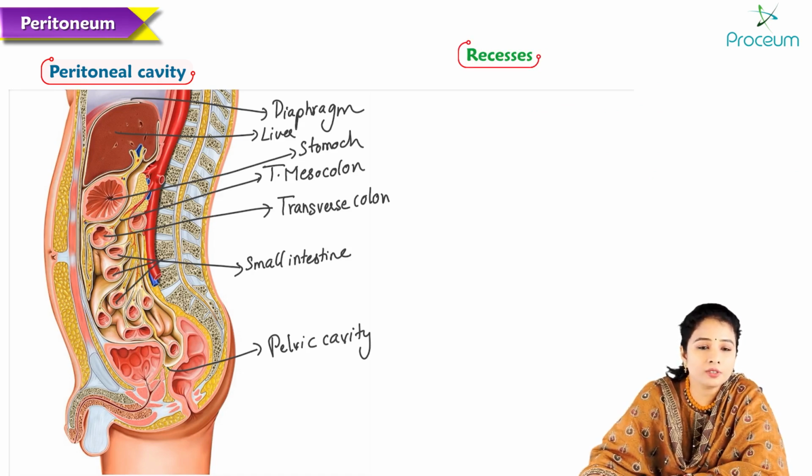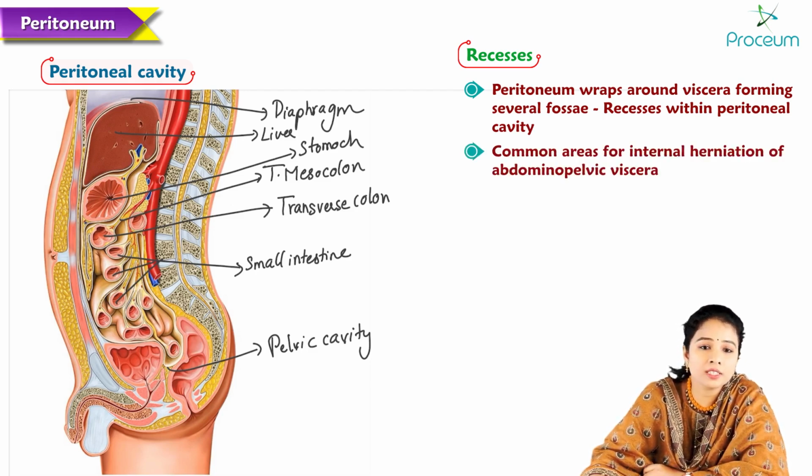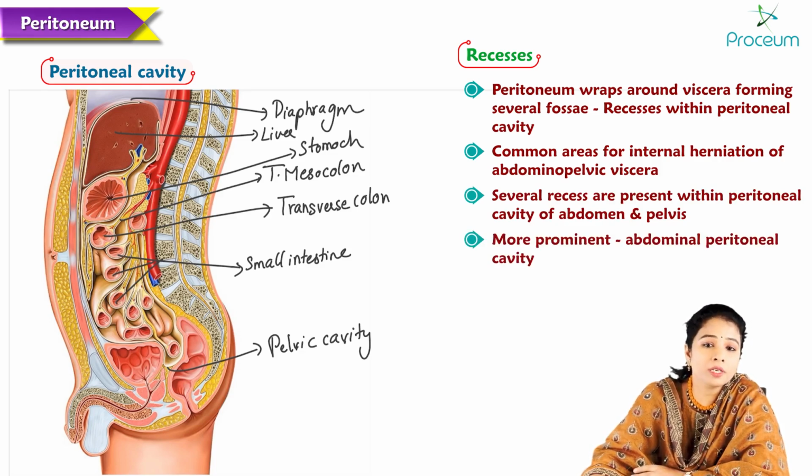Recesses of the peritoneal cavity. As the peritoneum wraps around the viscera, they form several fossae or spaces called recesses within the peritoneal cavity. These recesses are common areas for internal herniation of abdominopelvic viscera. There are several such recesses within the peritoneal cavity of the abdomen and pelvis, however, only some are more prominent.